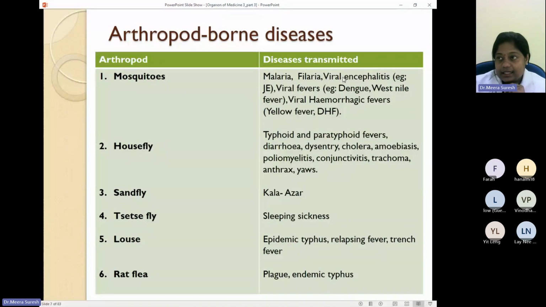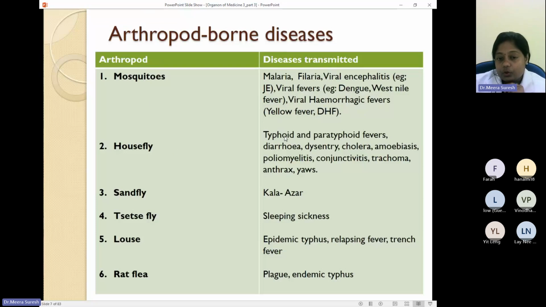And what are the diseases caused by them? We'll take the case of mosquitoes. All the mosquitoes we put together: Anopheles, Aedes, Mansonia, and Culex. The diseases caused by them are malaria, filaria, viral encephalitis like Japanese encephalitis, West Nile fever, viral fevers, then yellow fever, and dengue hemorrhagic fever. These are all caused by the mosquitoes.